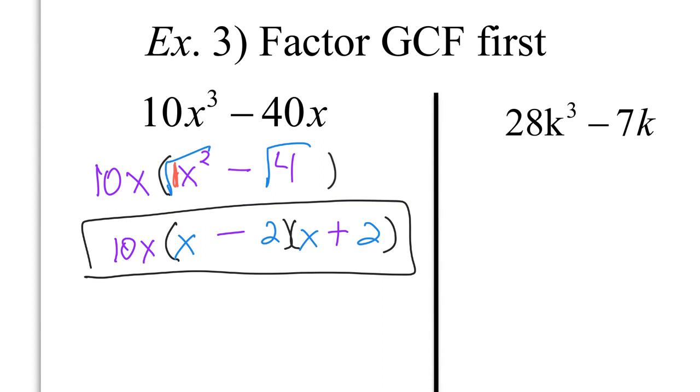So remember that if you guys can factor out a GCF, you have to factor that out first, and then you guys might have a difference of squares. Doesn't happen all the time, but sometimes you do have one.